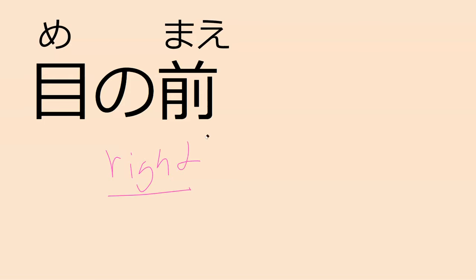So, me no mae is in front of my eyes. Yes. And this is a lot of times used when we're talking about something you can see. Me no mae, right before my eyes, is kind of how we say this in English. You would add the word right to this. Right before my eyes, I saw it happen. Me no mae.